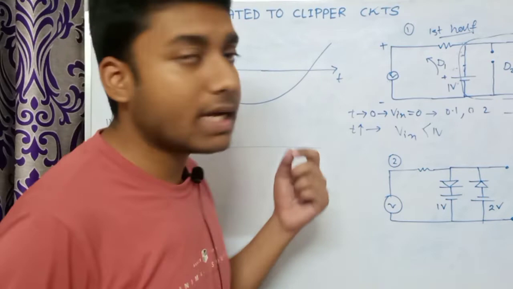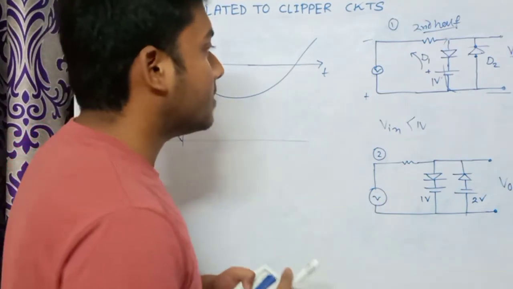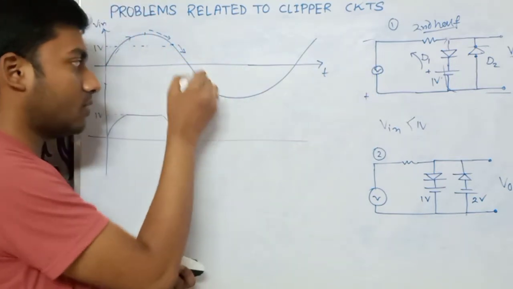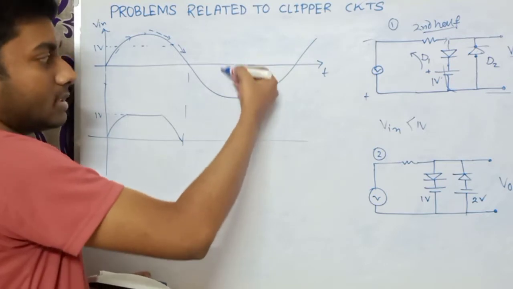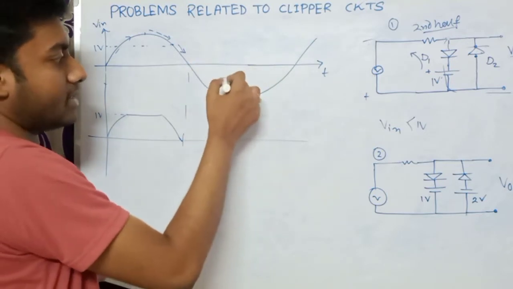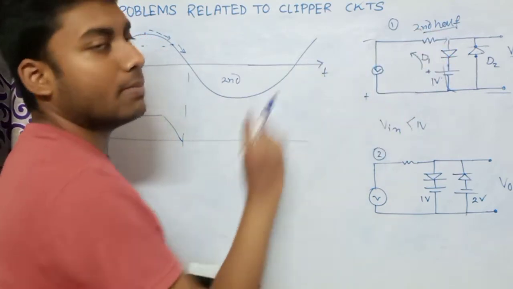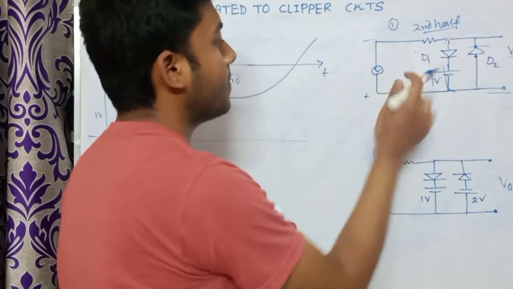Now in the second half cycle, what will happen? In the second half cycle, as the polarity is changed, because V input is now negative, right? The upper side is positive, and this is the negative side of V input. So in the second half cycle, this will be plus, this will be minus. The polarity is changed. Now what happens?